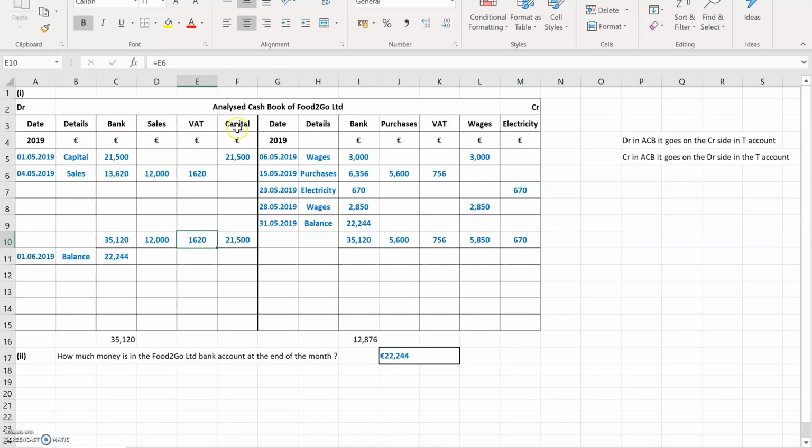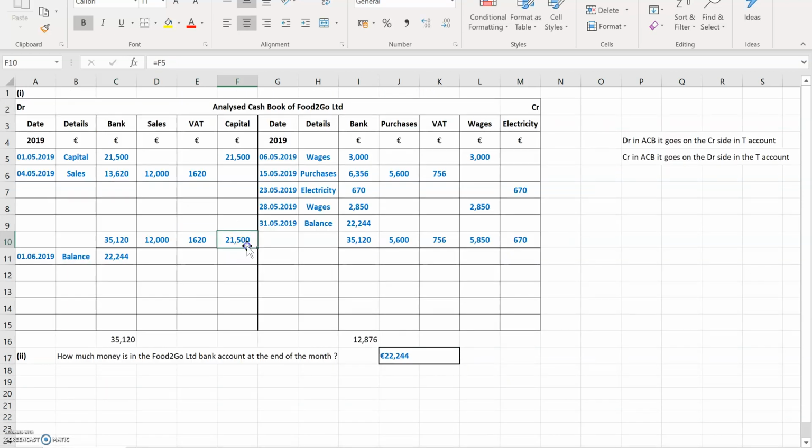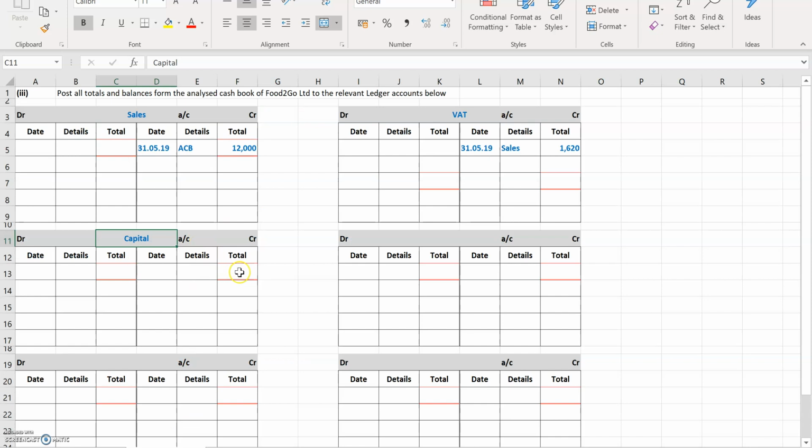So your details for this is going to be sales. And the next item then is capital. So capital is on the debit side. So it goes on the credit side in a new T account. We're going to call it capital. The capital figure is 21,500. So we're going to put in here on the credit side 21,500. It's the end of the month, so the 31st of the 5th, 19. Where is this one coming from? It's coming from the analyzed cash book.